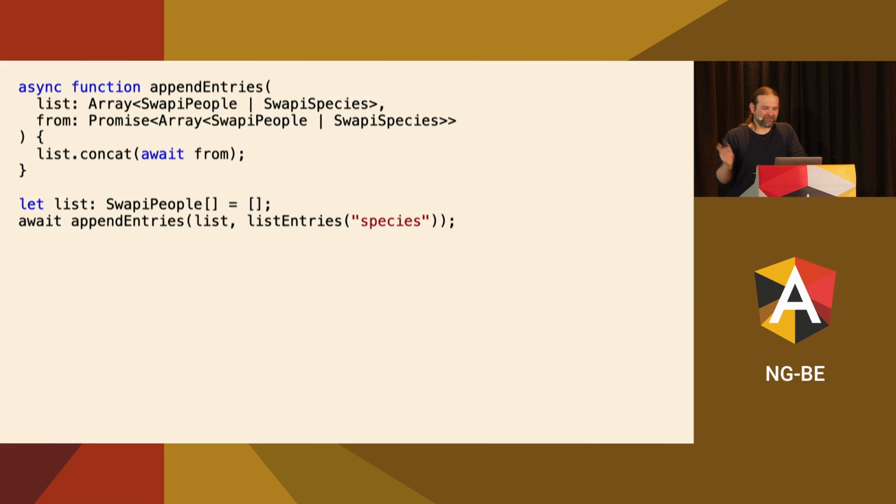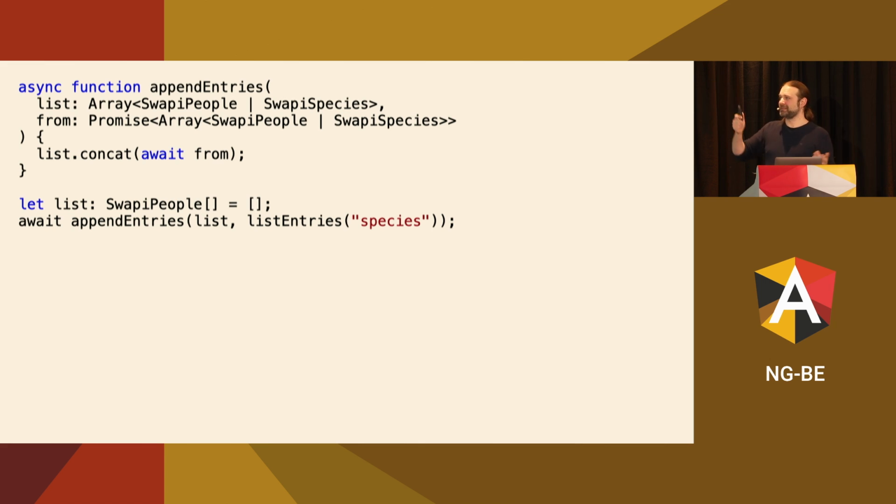I'm having this append entries function here, and it's cute, it's little, it doesn't do that much. So we have this list, it's an array of swappy people, swappy species. We have this from parameter, which is a promise that also returns an array of swappy people, swappy species. I concatenate them, I have one big set. Okay, fantastic. That's all it does. And then I use it. The one thing why this works is actually that lists, arrays, objects, whatever, are passed by reference, and you can mutate them inside this function. This is what's going on here. So we are only able to concatenate it because it's passed by reference, it's being mutated, and then you have the mutated state.